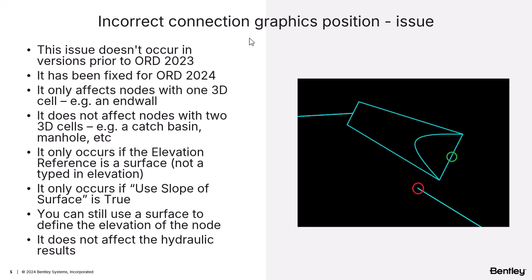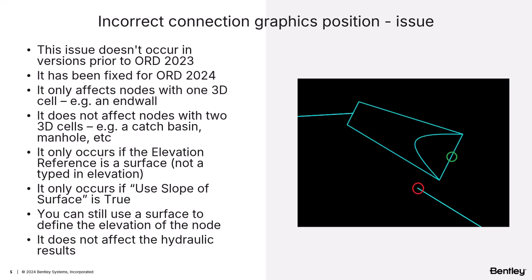The first issue that we're going to look at is the incorrect connection graphics position. This issue does not occur in versions of OpenRoads Designer prior to 2023. It has been fixed for OpenRoads Designer 2024. It only affects nodes with one 3D cell, for example, an end wall. It does not affect nodes with two 3D cells, for example, a catch basin or a manhole.